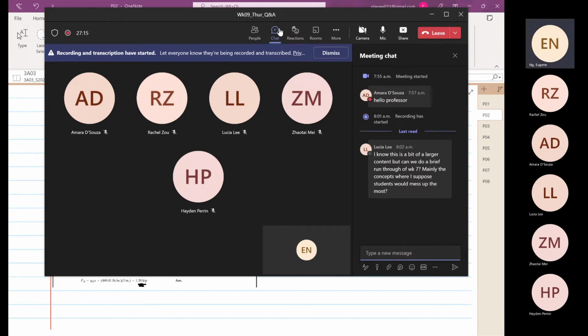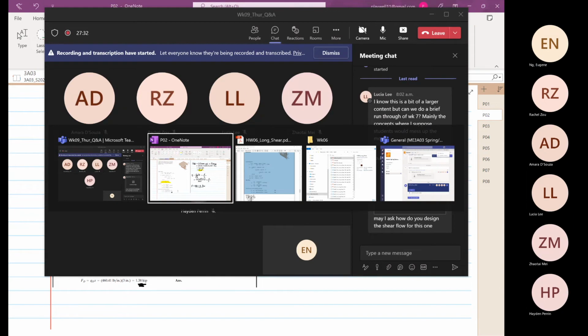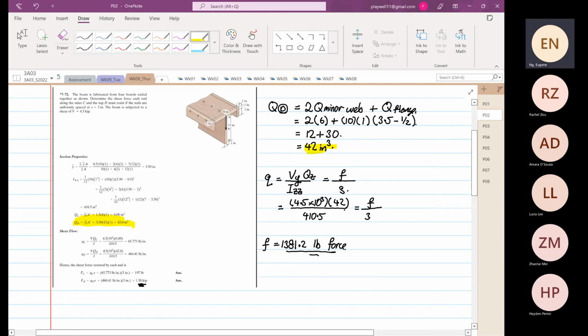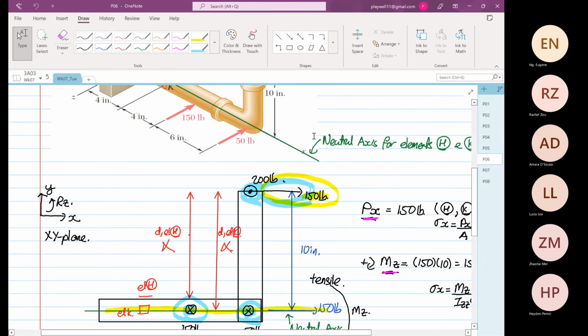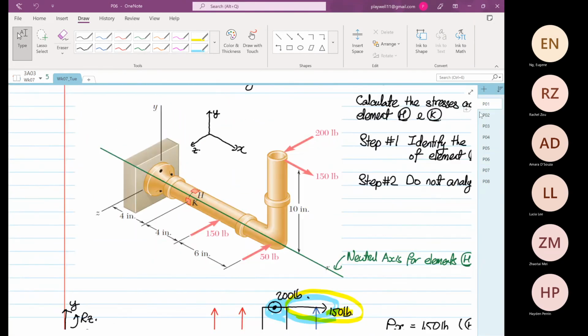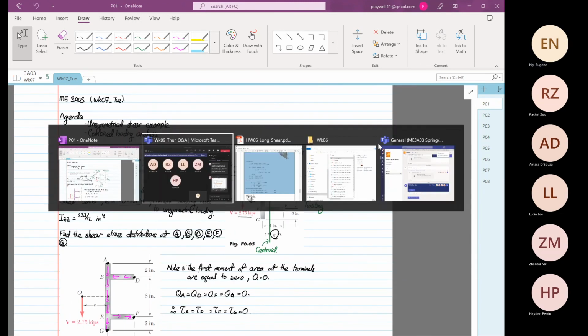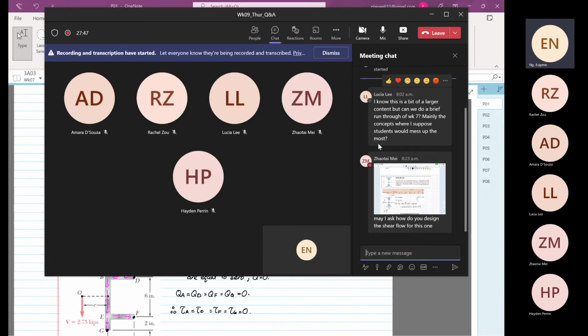I know this is a bit of a larger content, but can we do a brief run through week 7? Mainly the concept where most students mess up the most. Okay, so let's look at it. I have not a clue why it's week 7. Let me look at week 7. Lucia, week 7, which part are you confused about? Can you be more extensive?